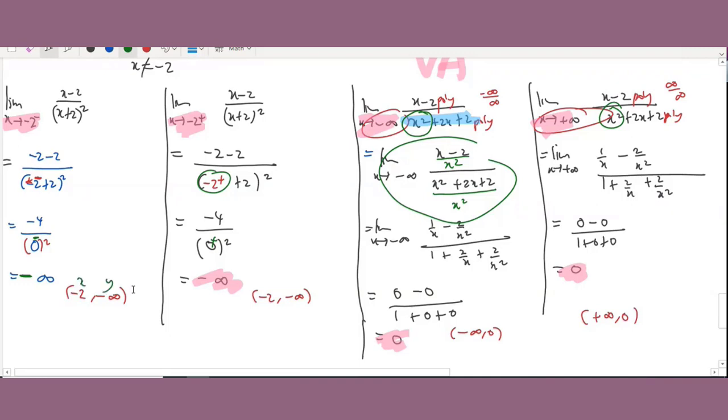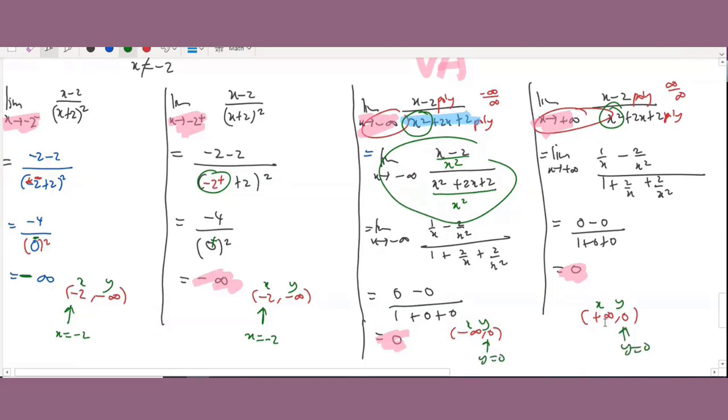Just refer to the coordinates: x, y. This one is x, and then y is the infinity sign. That means we consider the asymptote. This one is y.